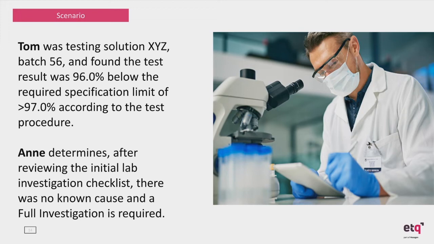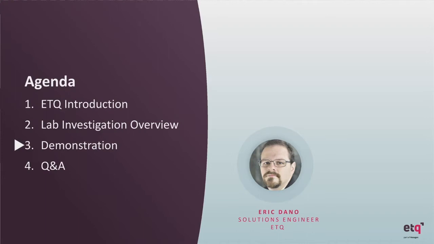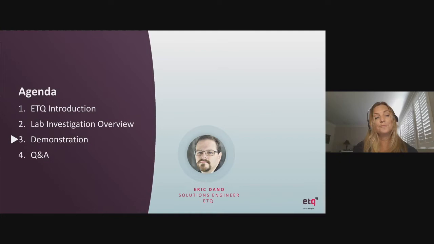So let's go through the scenario that Eric will be demonstrating. Tom, who is our lab analyst, was testing solution XYZ batch 56, and found that the test result was 96%, below the required specification limit of 97% according to the test procedure. Annie has determined, after reviewing the initial lab investigation checklist, there was no known cause and a full investigation is required. Now, Eric, it's up to you to demonstrate this scenario.